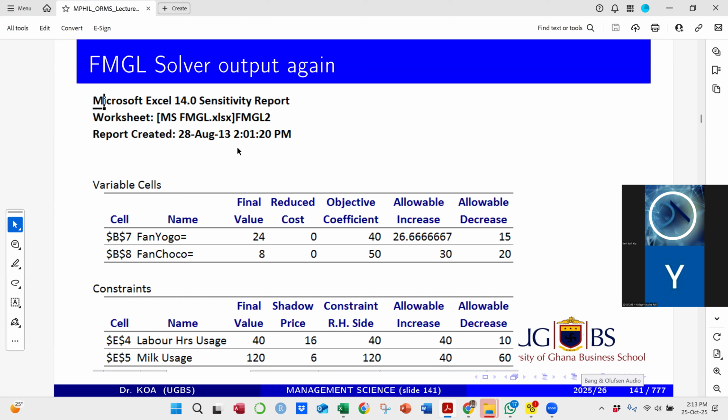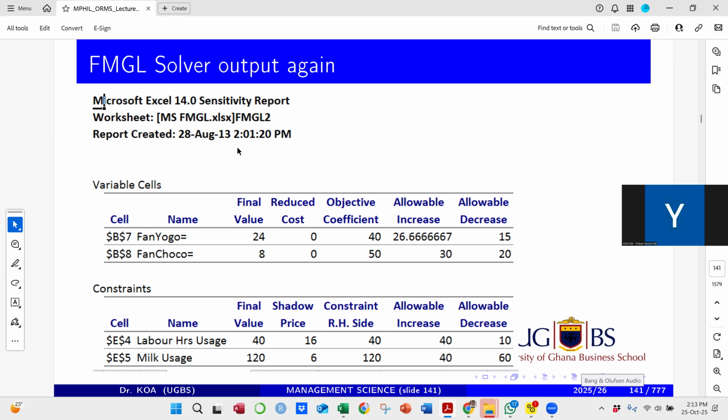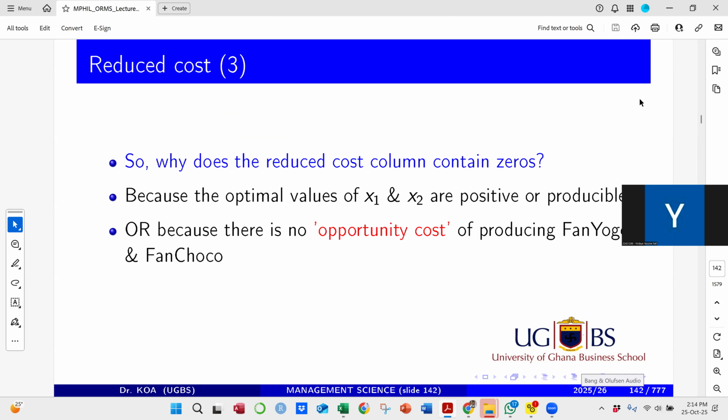Yasmin. The milk usage is also binding. Why? The reason is that, first of all, the shadow price is positive 6. And then under the constraints table, we are seeing the final value where milk is 120, and the constraint on the right-hand side is also 120, which goes to the second reason as to why something can be binding.